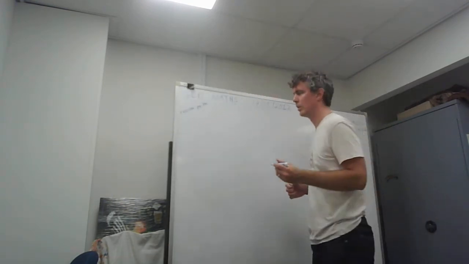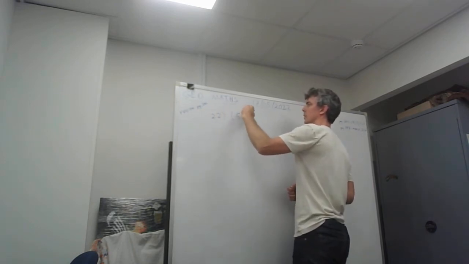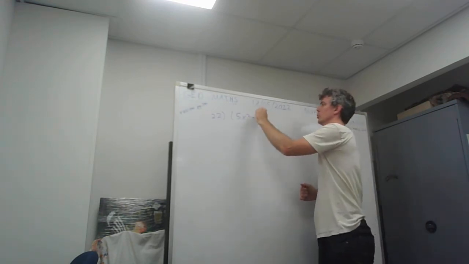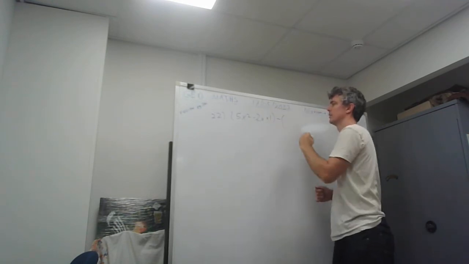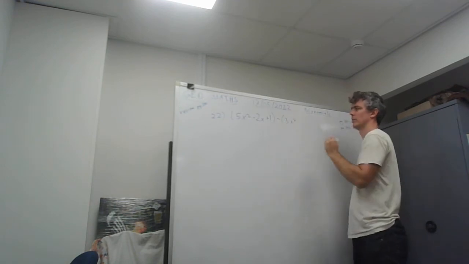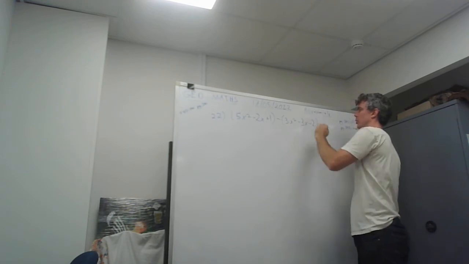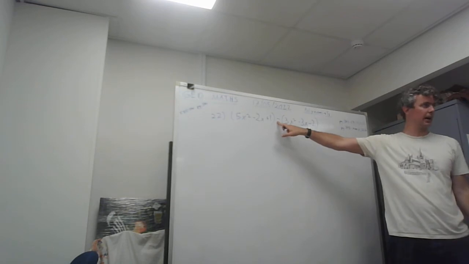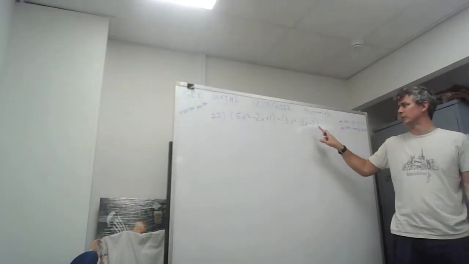5x squared minus 2x plus 1, minus 3x squared minus 3x minus 2. So minus this time. Okay, so again we're going to rewrite it, and the sign here is like a minus 1, remember? There's no number, it's a minus 1, so it's just minus 1 times each of these coefficients.